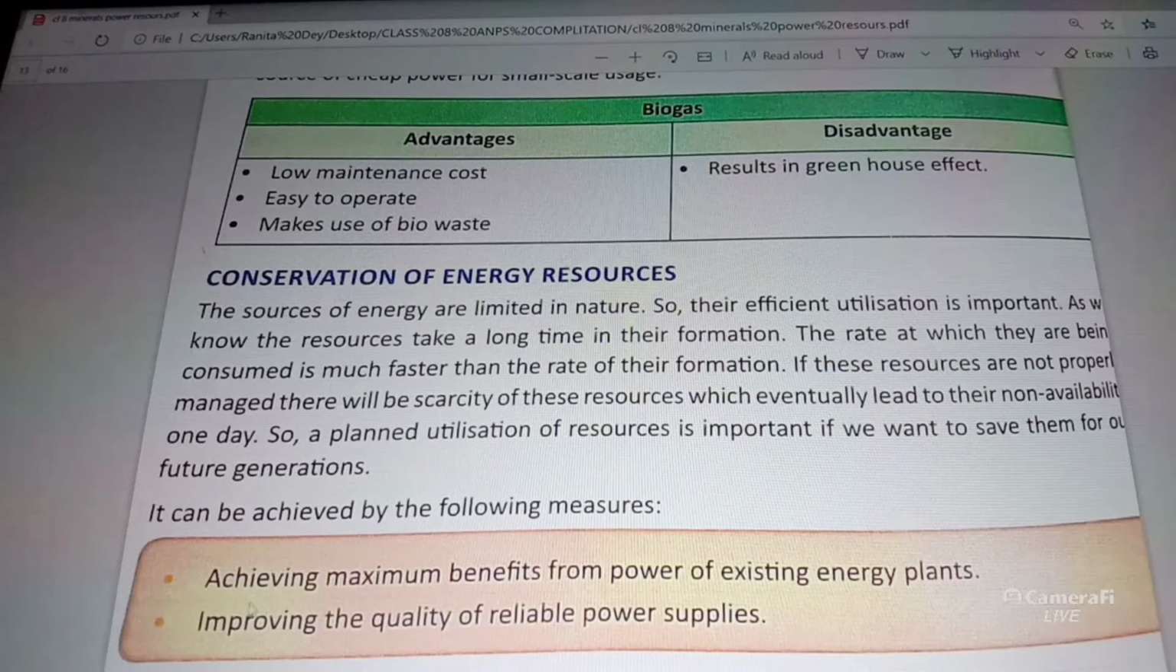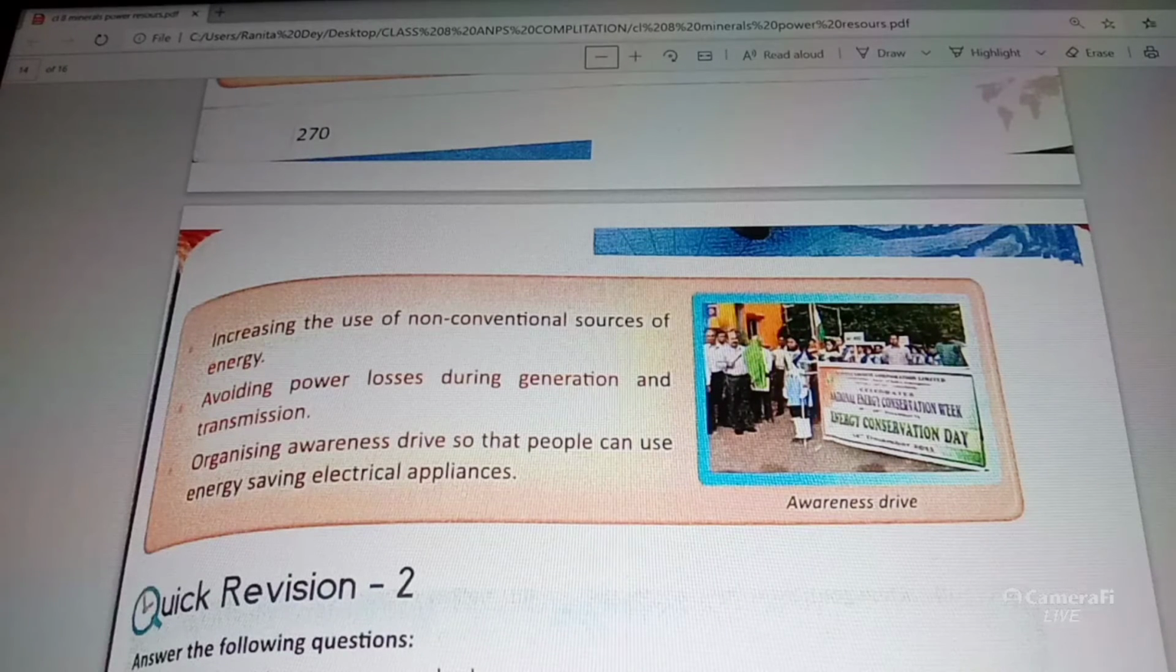Achieving maximum benefits from the power of existing energy plants, improving the quality of reliable power supplies, increasing the use of non-conventional sources of energy, avoiding power losses during generation and transmission, and organizing awareness drives so that people can use energy-saving electrical appliances. We already need to start doing this because in our homes, even if I'm not using any appliance right now, if plugs are in there, they also consume some amount of energy, so we have to plug them out. We have to think about that.